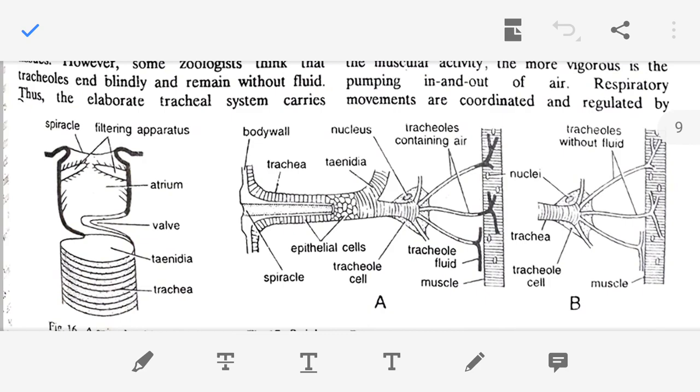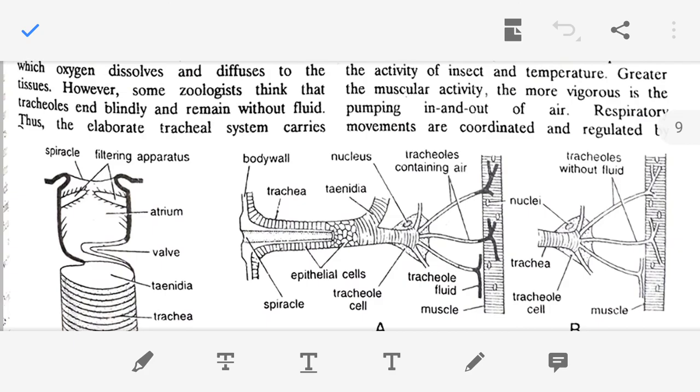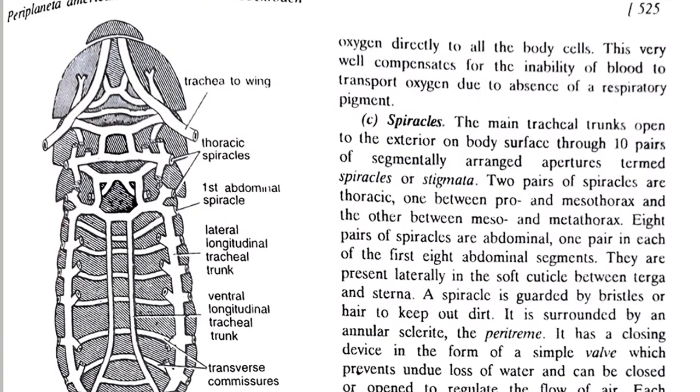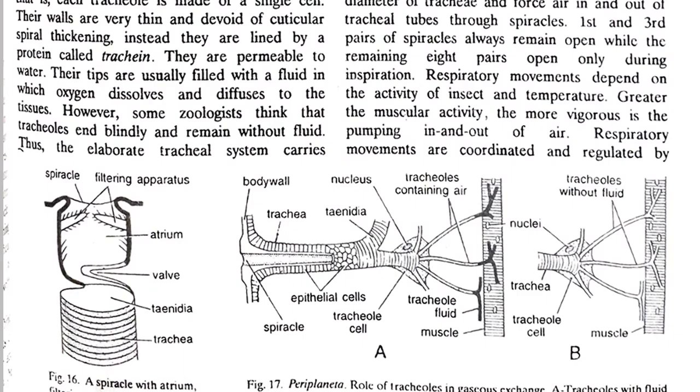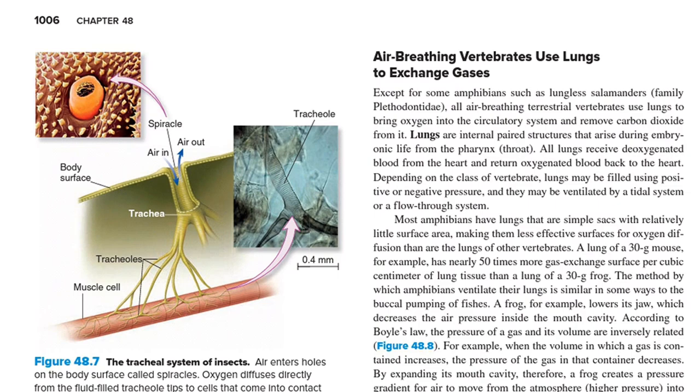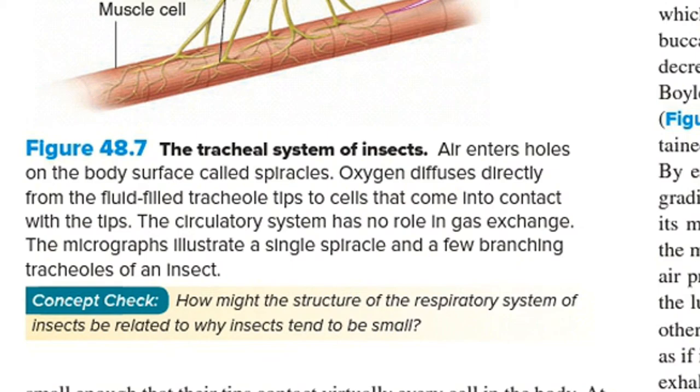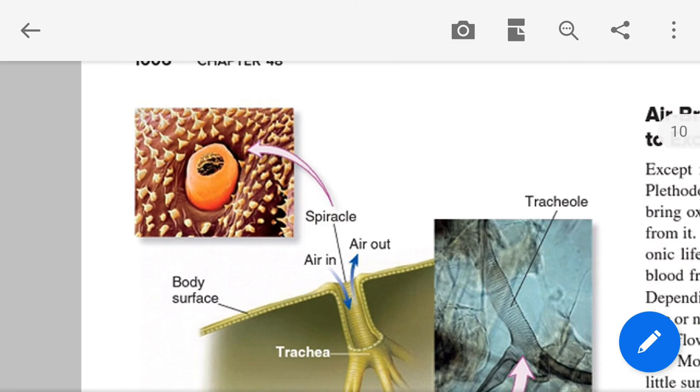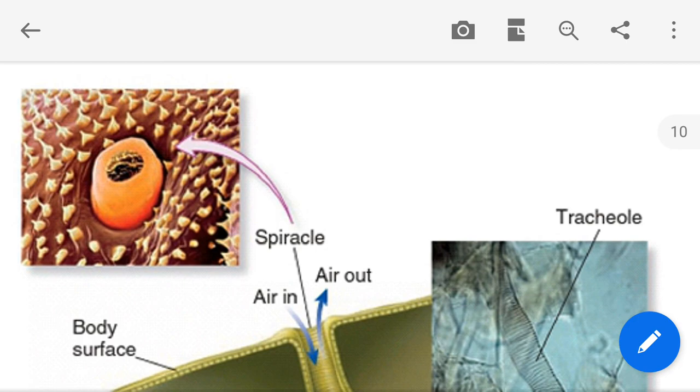Okay, so I'm showing you both the figures. This figure, one more figure is there. See over here, the tracheal system of insect. Here on the body surface, the spiracle is shown. This one is the spiracle.